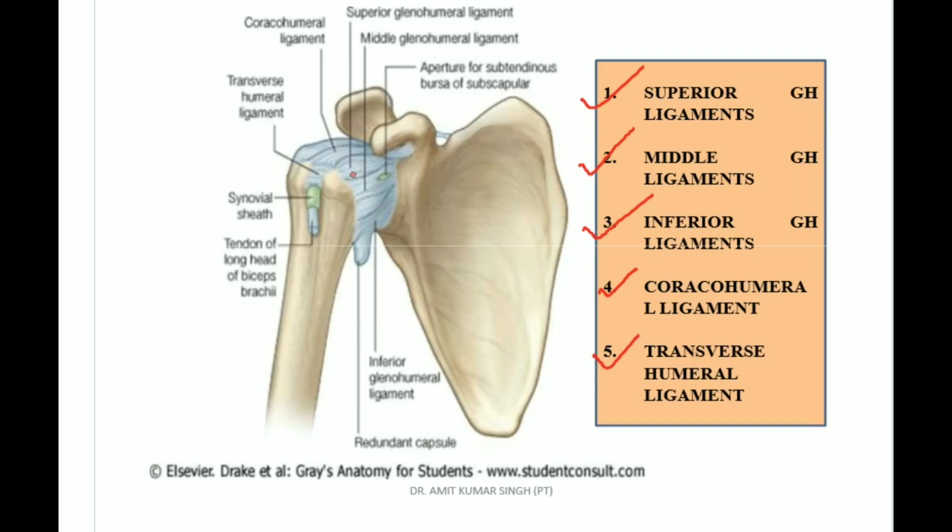Now if we see in the diagram, this is our superior glenohumeral ligament, as you can see from the name. Next will be our middle, and last will be our inferior glenohumeral ligament. Another ligament which is coming from the coracoid to the humerus will be termed the coracohumeral ligament. Another ligament which bridges the lesser tubercle and greater tubercle will be known as the transverse humeral ligament.